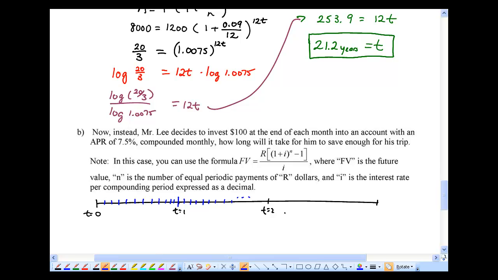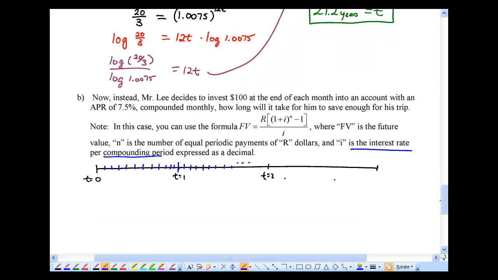Notice that FV stands for the future value, meaning how much money do you want at the end in the future. In this case, I want enough money to save enough for the trip. That'd be $8,000. And then N is the number of what they call equal periodic payments. So that's how many times I'm going to put in $100. R, of course, is the amount. That's the $100 that I put in every single month. And I is the interest rate per compounding period. So this is the key part. It's per compounding period.